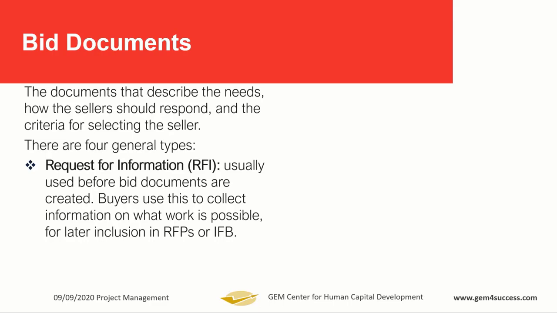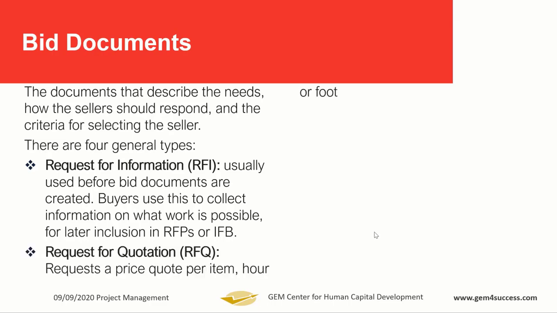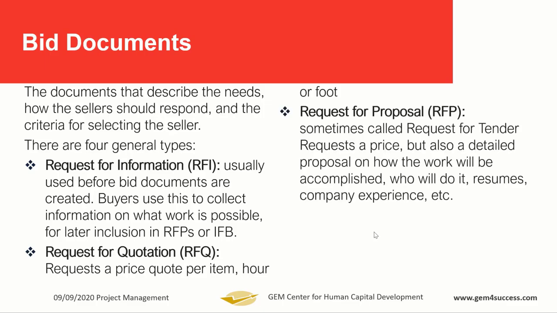Buyers use this to collect information on what work is possible, and the information they get is what they will now use to write the RFP or the IFB, invitation for bid. RFQ here is request for quotation. So you are asked to quote how much per feet, how much per hour, how much per item, and all of that. Request for proposal is also called request for tender.